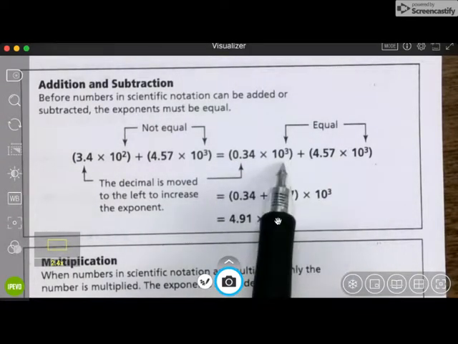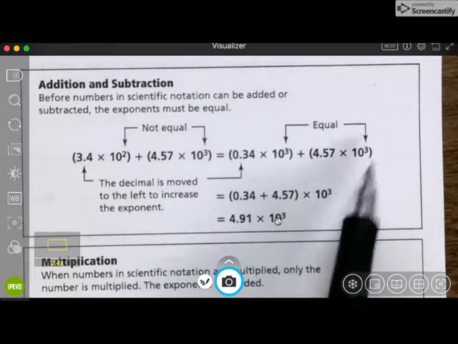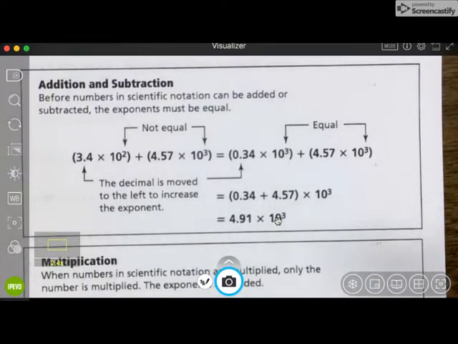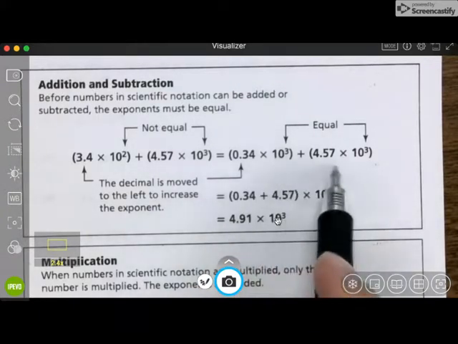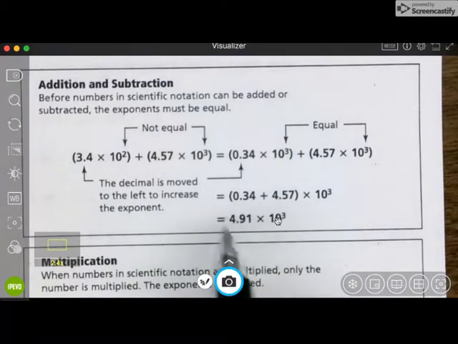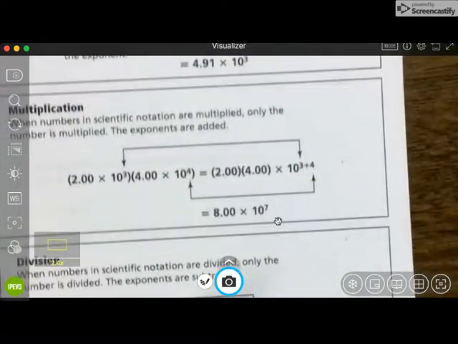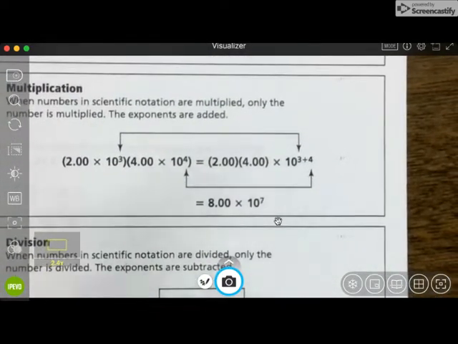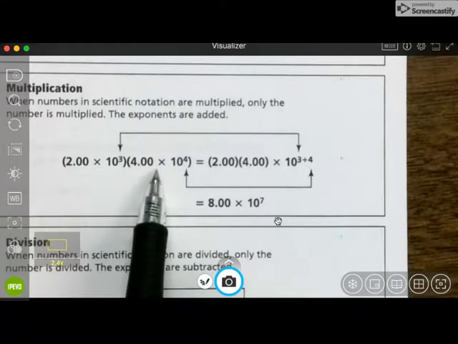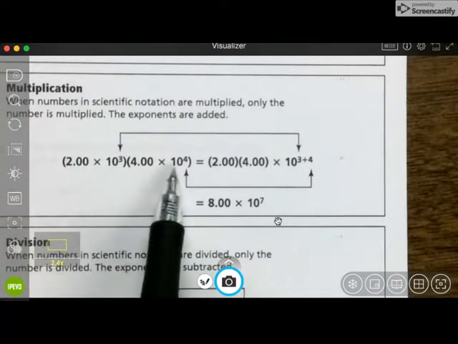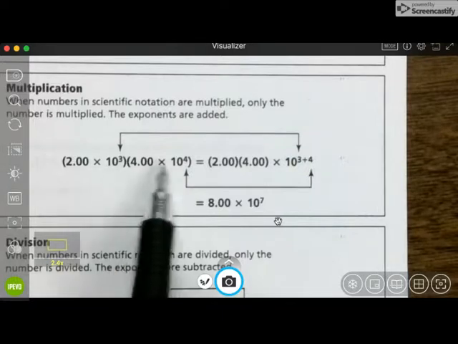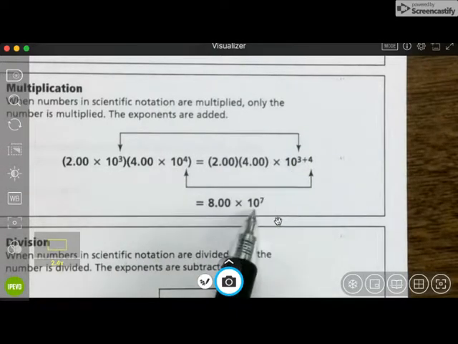So they move it so that they get the equal exponents, and then they're able to add that front coefficient, which is the 0.34 and the 4.57, and this is what they get, and then they just do it times 10 to the third. Okay? Multiplication's a little bit easier. It doesn't matter what the numbers in front are. You can multiply them regardless. And then you do your exponent rules. This would be 3 tenths, this would be 4 tenths, for a total of 7 tenths.